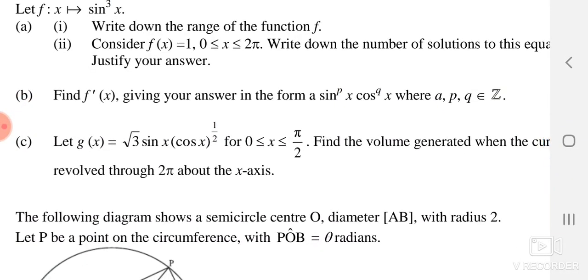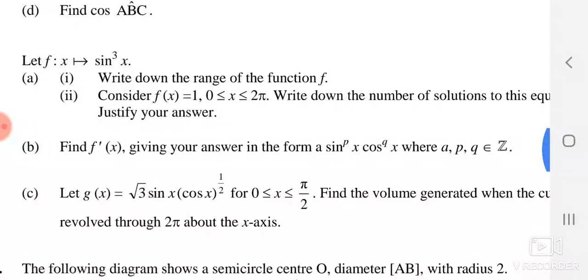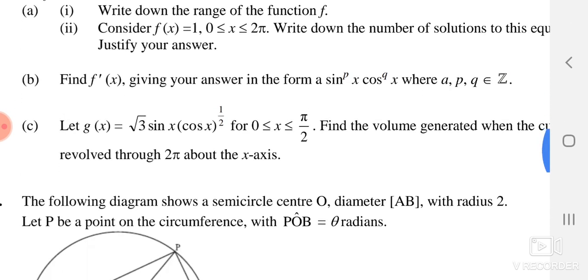Find f prime x. First you need to break this sine cube x. Oh no, it's very simple. 3 sine square x, and then the derivative of sine x is cos x. So he's asking you to calculate the value of p and q. That's it. And in the same way, g(x) is given.